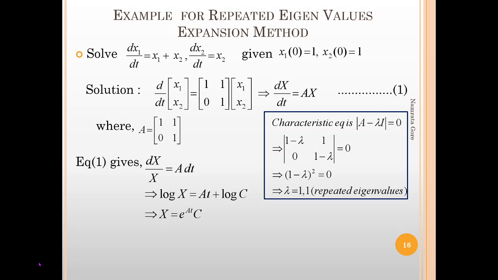In this case, we apply this method of expansion, wherein we rearrange this equation 1, that is, we write this as dx upon x equal to a into dt. Integrating this, integration of 1 by x dx is log of x, a into integration of dt is t, and plus the constant of integration is log c. Simplifying it further, we get x equal to e to the power At into c. Now here, as the name indicates, the expansion method will expand this e to the power At.